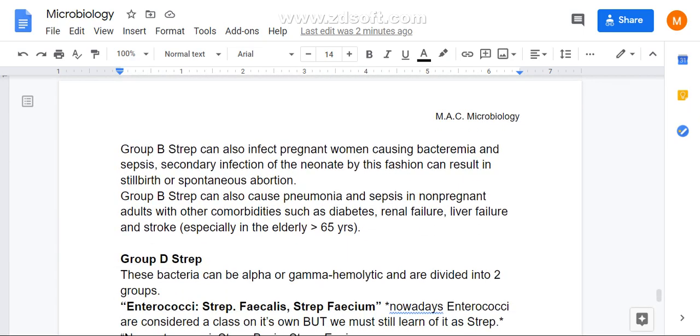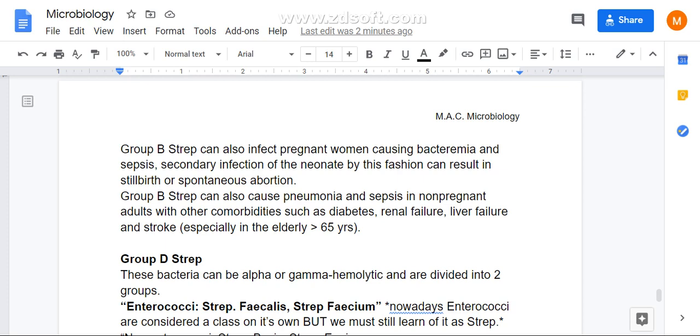Group B strep can also infect pregnant women, causing bacteremia and sepsis. And from the mom's bacteremia, the baby can get a secondary infection. So this is not necessarily the baby getting the infection through the vaginal canal, but could be through the umbilicus, right? A secondary infection of the neonate this way can cause a stillbirth or a spontaneous abortion.